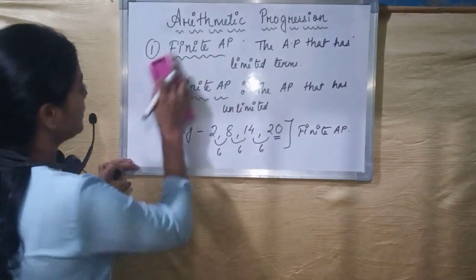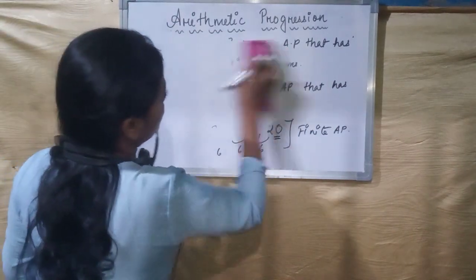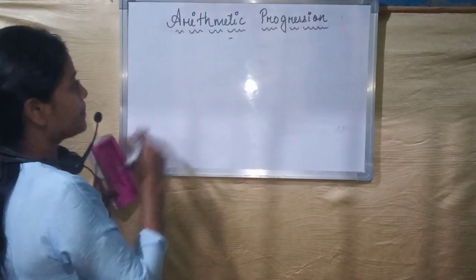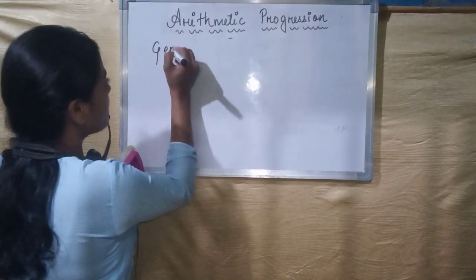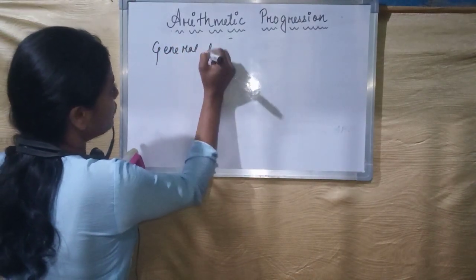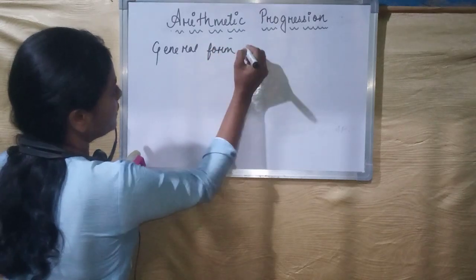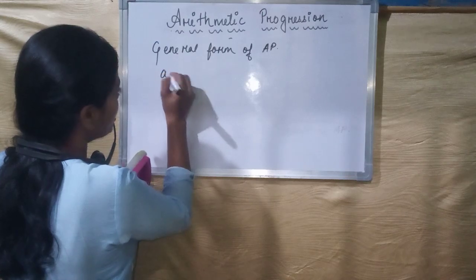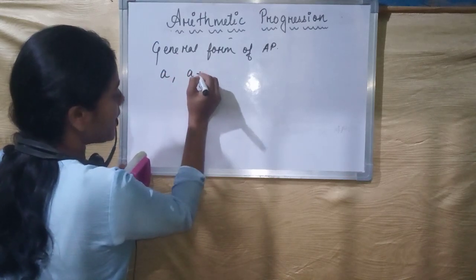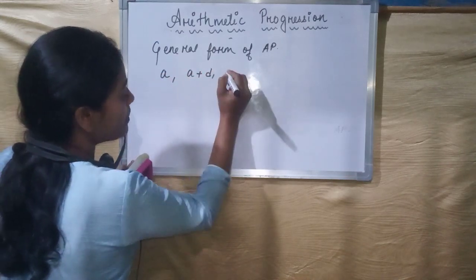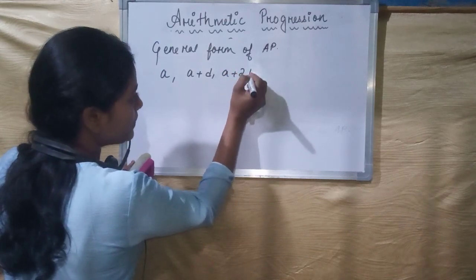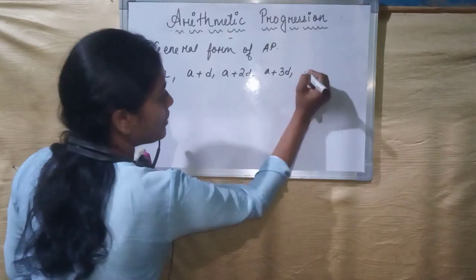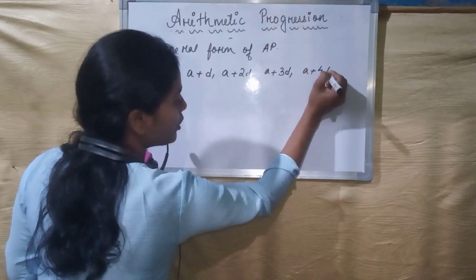Now next, we can write the general form of AP, that is arithmetic progression, as: first term is suppose A, then the next term will be A plus D, the third term will be A plus 2D, the fourth term will be A plus 3D, and the fifth term will be A plus 4D. It will continue in this manner.